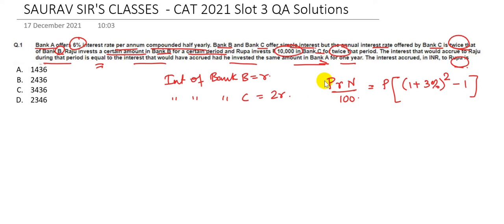Now these two are the same, which means P gets cancelled. So RN by 100 is equal to 1.03 whole square minus 1, which is 1.0609 minus 1, which is 0.0609.